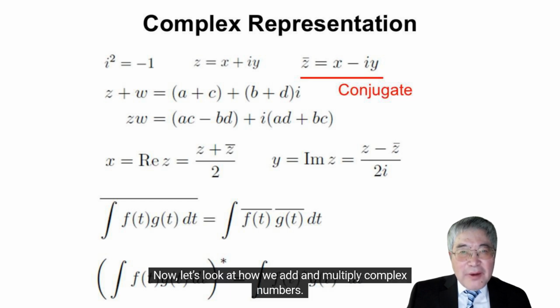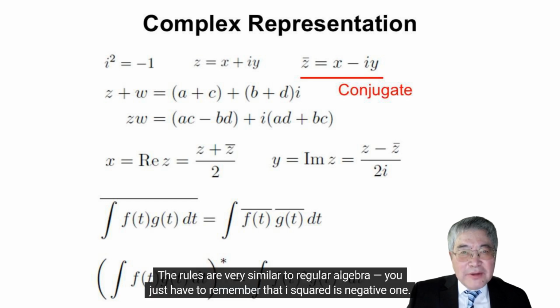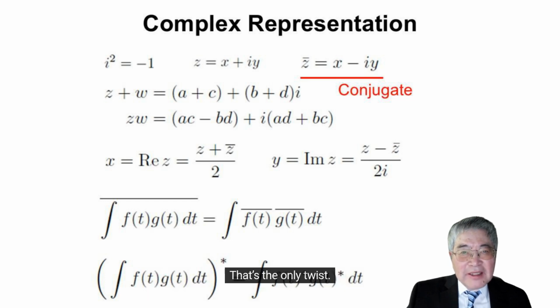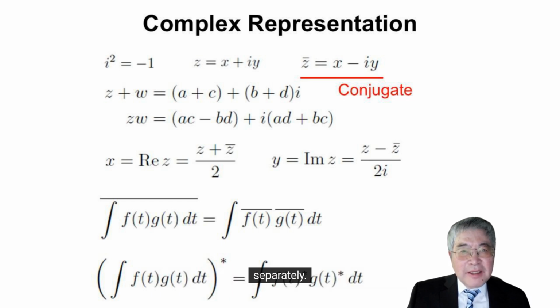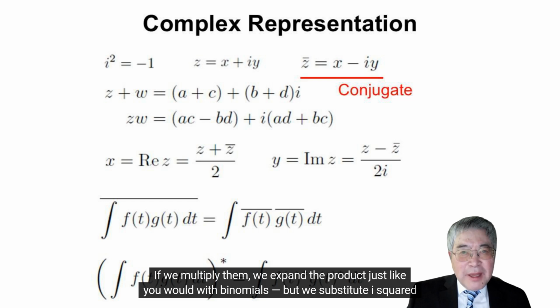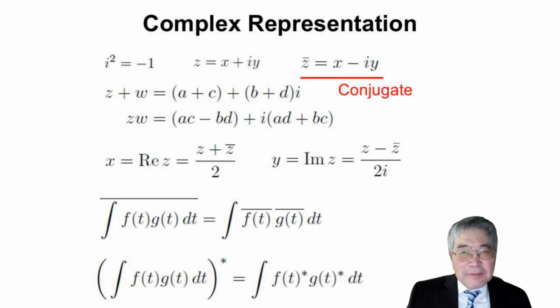Now let's look at how we add and multiply complex numbers. The rules are very similar to regular algebra. You just have to remember that i squared is -1. That's the only twist. So for instance, if we add two complex numbers, we just add their real parts and their imaginary parts separately. If we multiply them, we expand the product just like you would with binomials, but we substitute i squared with -1 when it appears.